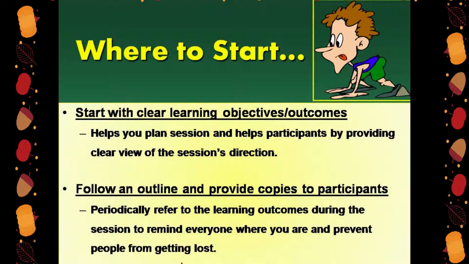Now the question is where to start. So start your interactive instruction with clear learning objectives or outcomes. It will help you to plan your session and it will also help the participants by providing them a clear view of the session's direction. Number 2, follow an outline and provide copies to the participants. Periodically refer to the learning outcomes during the session to remind everyone where you are and prevent people from getting lost.